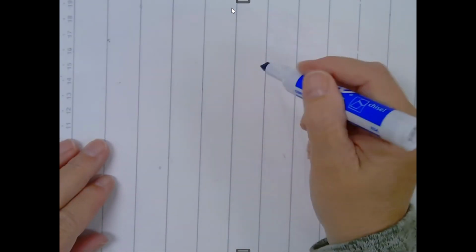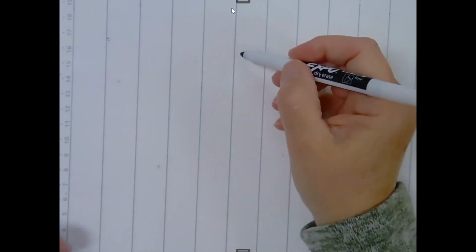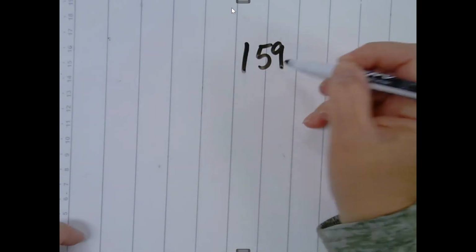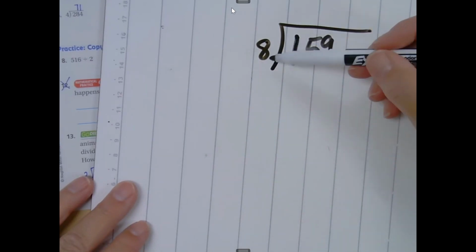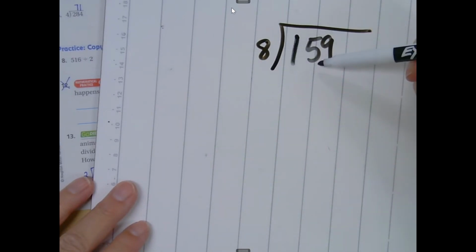Okay, let's do 159. Try this marker. 159, and we've got 8 seats in a row. So we're going to divide by 8. Okay, how many times does 8 fit into 15?